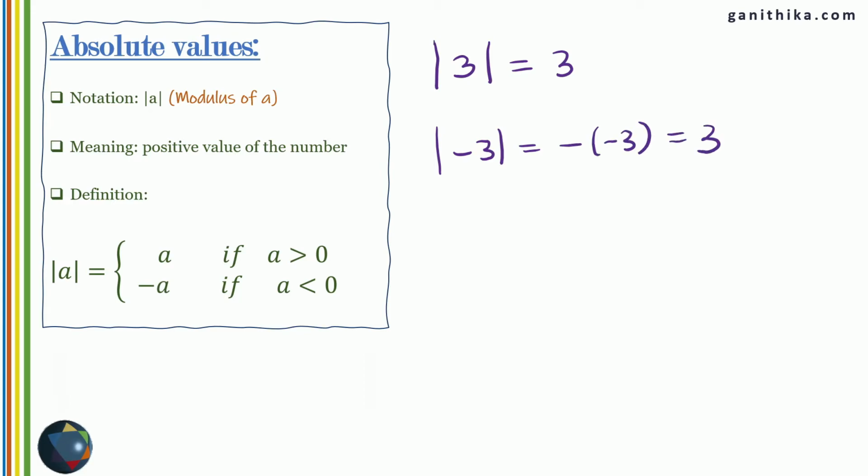So you can notice that modulus of 3 and modulus of negative 3 both give you the answer as positive 3. Therefore, the modulus of any number is greater than or equal to 0. If A is 0, it will be equal to 0. So modulus of A is always positive. It can never be negative.